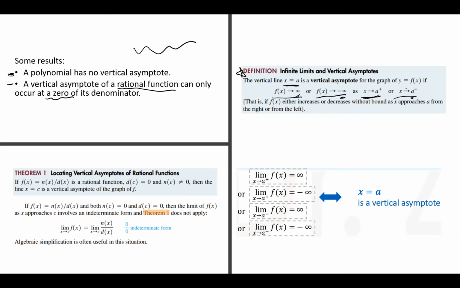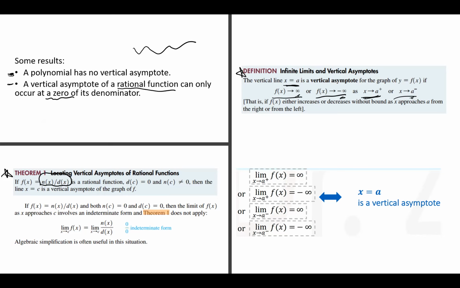So this is how we define vertical asymptotes and also the infinite limit. That's one theorem to help us locate the vertical asymptote of rational functions. We have this form here, which is the numerator function, a polynomial function, and the denominator, another polynomial function.